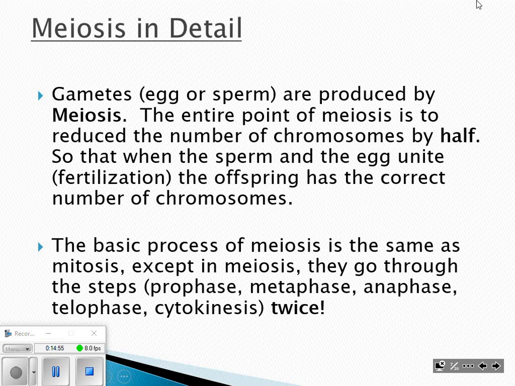The process of meiosis is essentially the same as mitosis. We're going to go through those steps, prophase, metaphase, anaphase, telophase, and then cytokinesis, but we're going to go through them twice. Does that make sense?